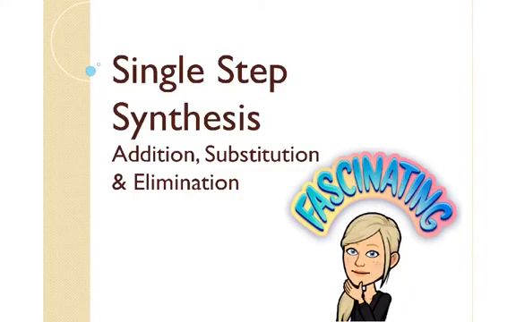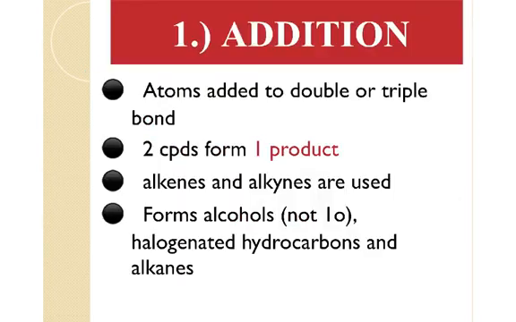We are looking at how to make the functional groups, and we're going to look at the first three reactions today: addition, substitution, and elimination. Starting with addition, you had a little bit of a preview with this one with your polymer lessons. These are atoms that are added to double or triple bonds. So we will know by seeing double and triple bonds that we are doing addition reactions.